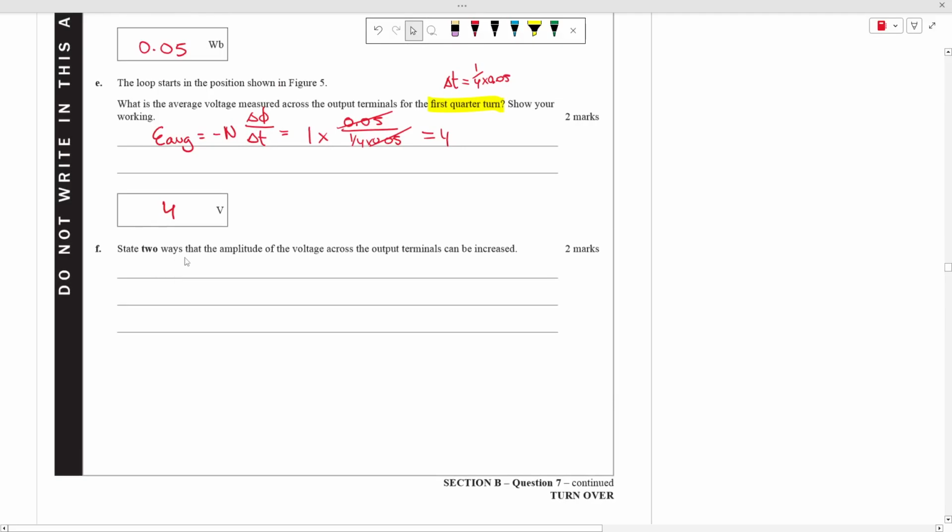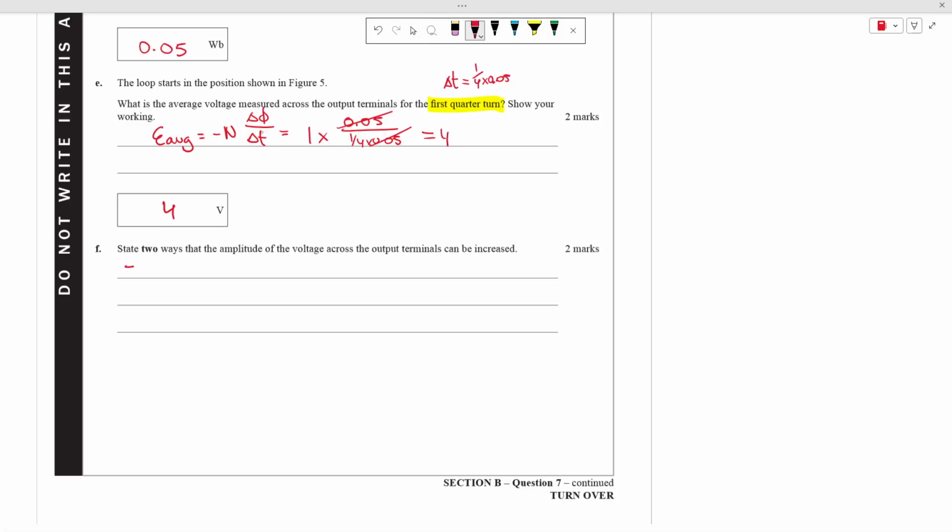Part F, state 2 ways that the amplitude of the voltage across the output terminals can be increased. So again, according to Faraday's law here, you could increase the amplitude of the voltage by either increasing the number of turns of the coil, assuming we have the available materials to do that. We could increase the flux, so we could increase the flux by either increasing the field strength or increasing the area of the coil, or we could decrease this number here. The smaller your denominator is, the larger the fraction is overall. So we could rotate the loop faster.